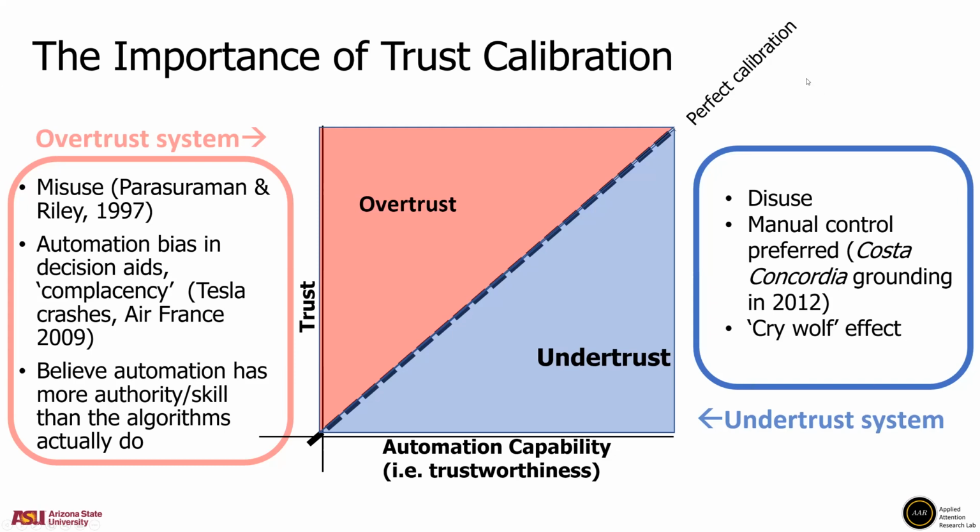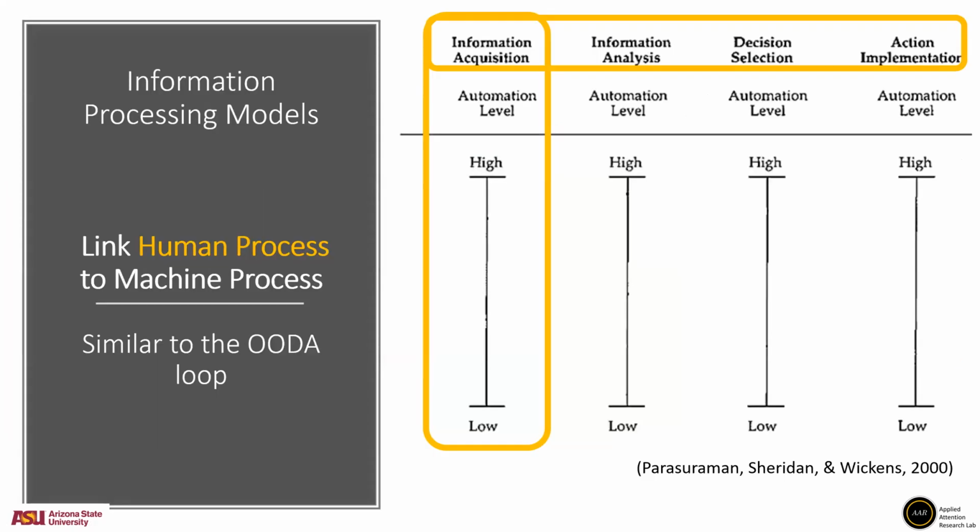So this is certainly going to be applicable in cybersecurity as we think about advanced automation for cyber defense. But again, what will we do differently than what people have done in the past in order to compensate for this? I want to start by pointing out the groundbreaking work of Parasuraman and colleagues in 2000, where they attempted to link human information processing, in other words the OODA loop, to the actual machine processes. And so we can think about automation as occupying some level across each of these items.